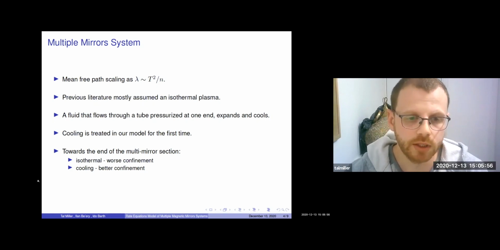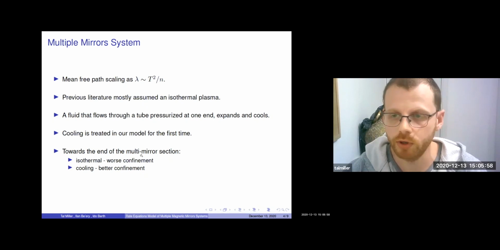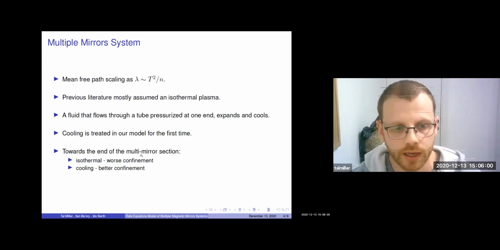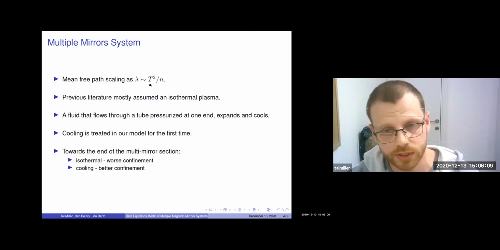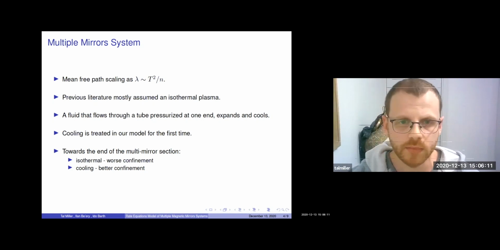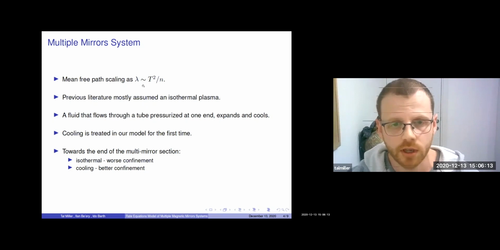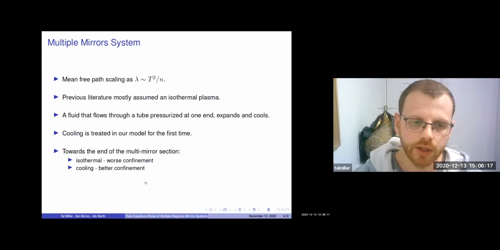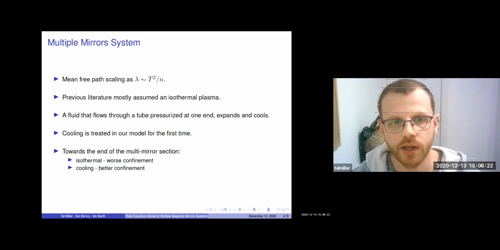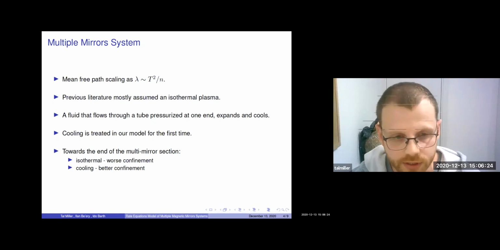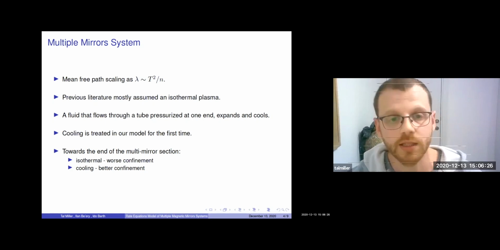We predict that toward the end of the multimirror section, as the plasma flows toward it, in the isothermal scenario, as we can see in the equation, if the temperature is constant and the density goes down towards the end of the multimirror section, the mean-free path increases, we have less collisions, and we get worse confinement. On the other hand, in the cooling scenario, the temperature also goes down, and overall the mean-free path decreases, so we get more collisions and better confinement.